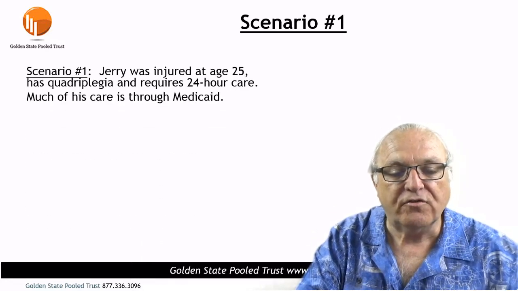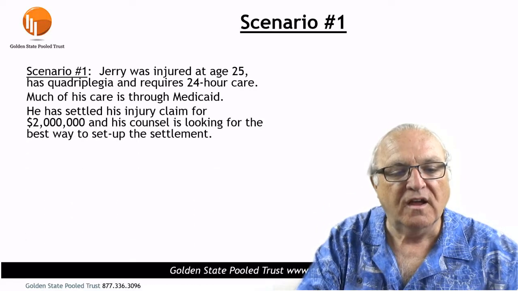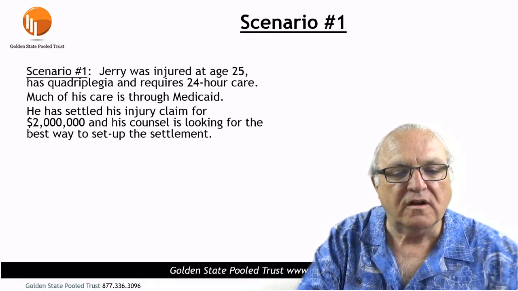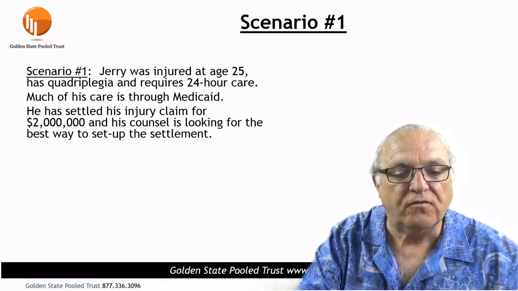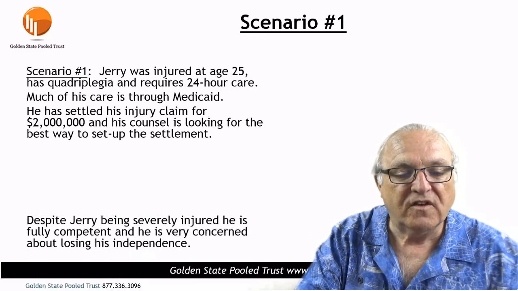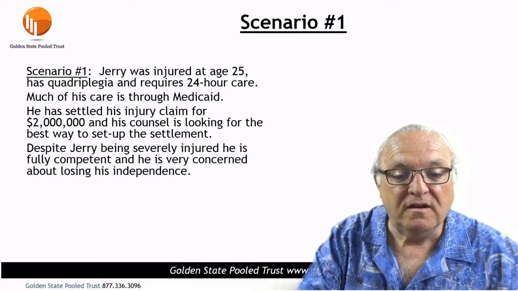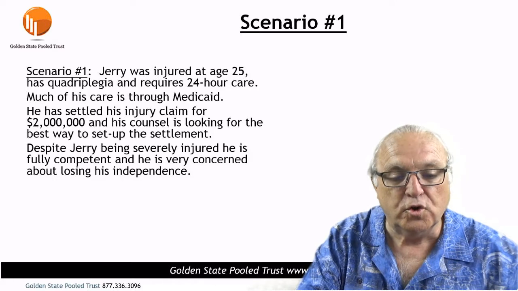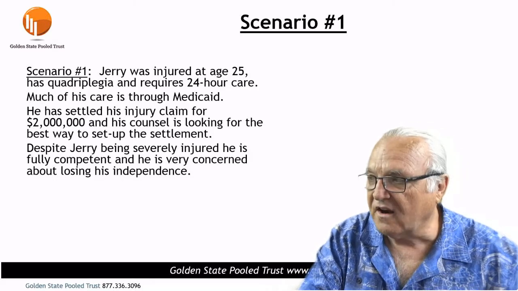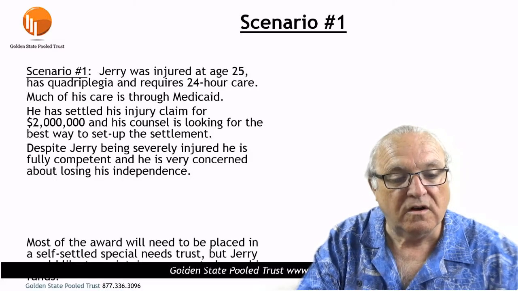Much of his care is through Medi-Cal. Okay, he settled his personal injury claim for $2 million, and his counsel is looking for the best way to set up the settlement. Despite Jerry being severely injured, he is fully competent and he's very concerned about losing his independence. And this is actually based on a real case that I worked on.